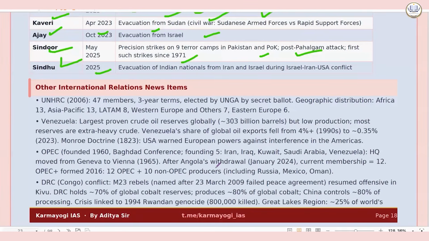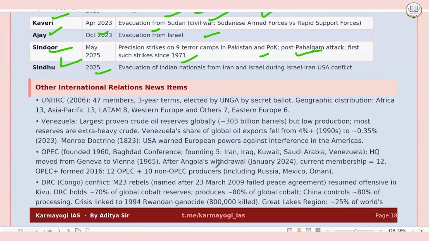There is a Monroe Doctrine. 1823, USA warned European powers against interference in the Americas. OPEC, which was founded in 1960, Baghdad Conference, founding members are 5. Which are those 5? Iran, Iraq, Kuwait, Saudi, and Venezuela. Headquarters moved from Geneva to Vienna in 1965.